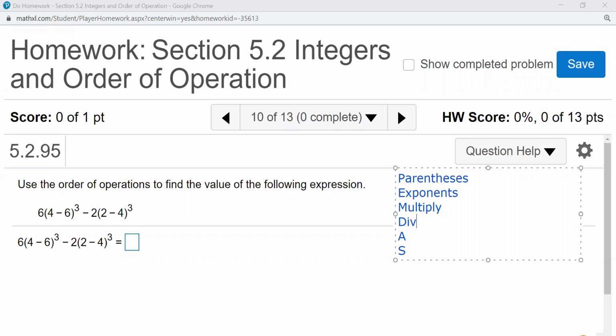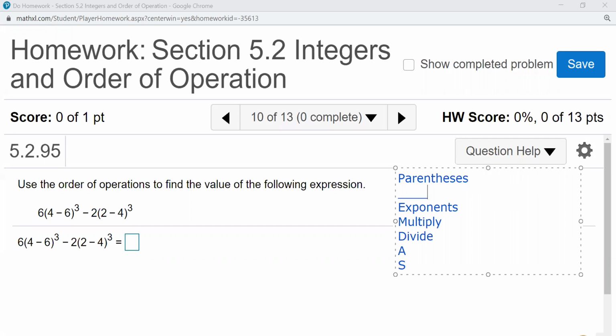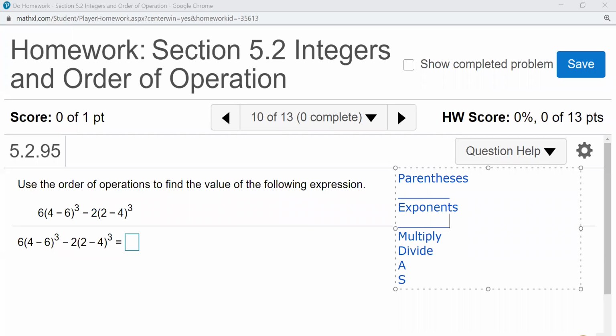D, divide. Now here's the trick. Here's where it's really split up. Parentheses is its own step. Exponents is its own step. Multiply, divide, you do this from left to right, and you treat them like they're the same operation. So multiply and divide are considered their own step and do them from left to right in order. A, addition, or yeah, add is a better term for it. Subtract is S.